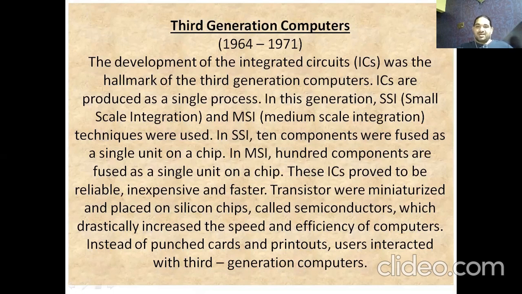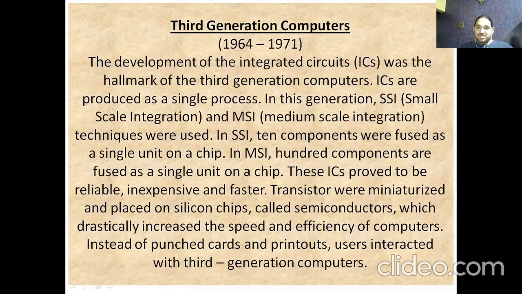In MSI, 100 components are fused in a single unit of a chip. So you can see it was divided into units. One place 10, one place 100. These ICs proved to be reliable, inexpensive and faster, so the cost came down.